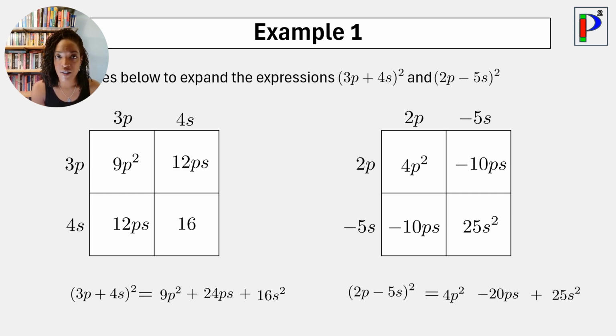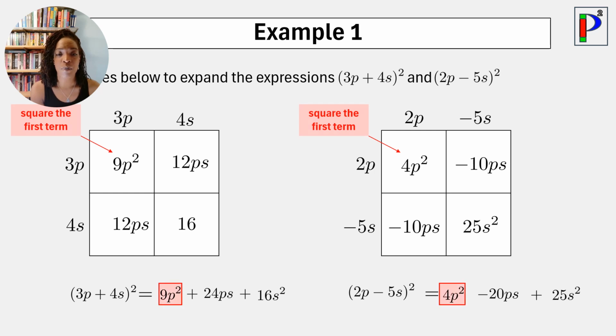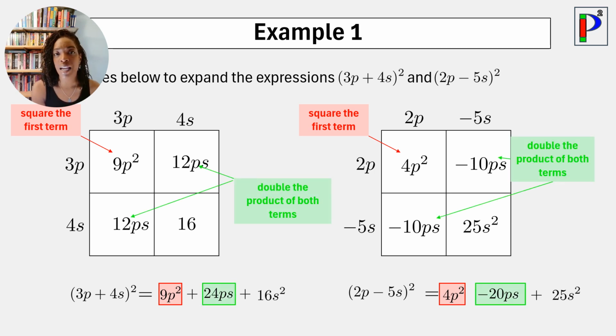Do you see any patterns? Okay, well the first one is we always square the first term. 9p^2 is the quantity (3p)^2. 4p^2, the quantity (2p)^2. Second is that our second term is double the product of the unsquared first and last terms. So 3p times 4s times 2, and then 2p times negative 5s times 2. And the third is we always square the final term.